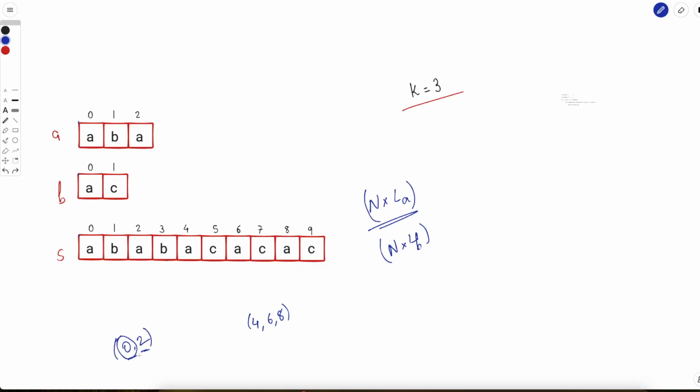So if you do brute force, trying out each index, that will take you order n square. But as mentioned, you can simply make it n log n by doing a binary search as well, right?